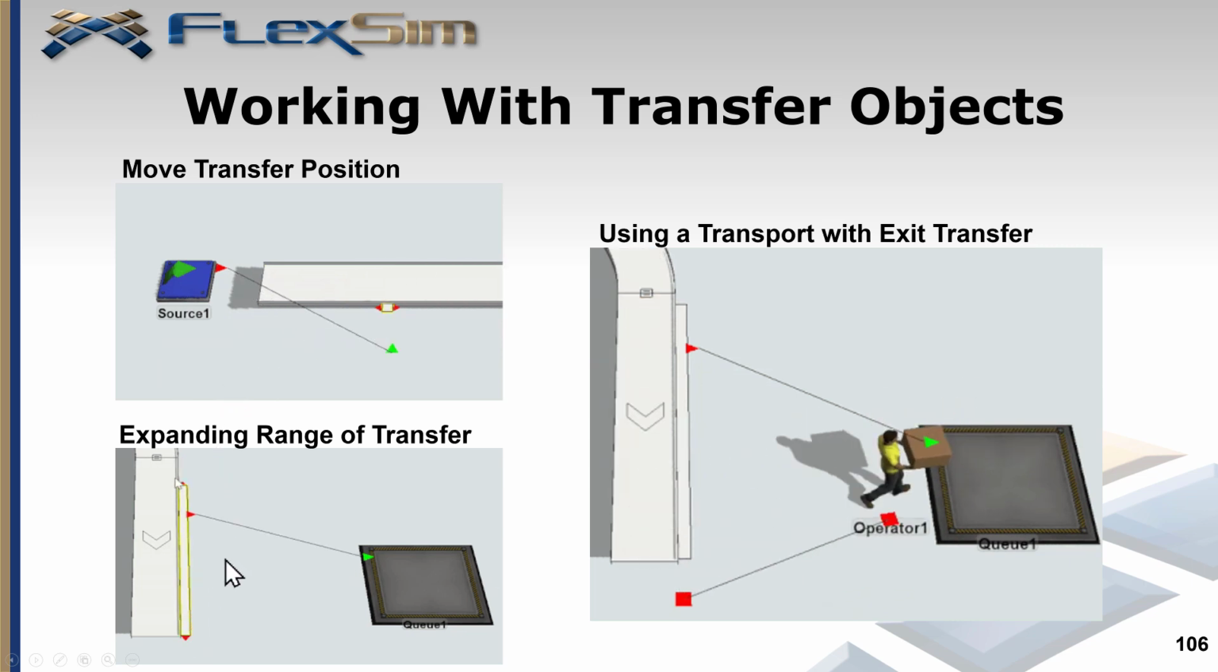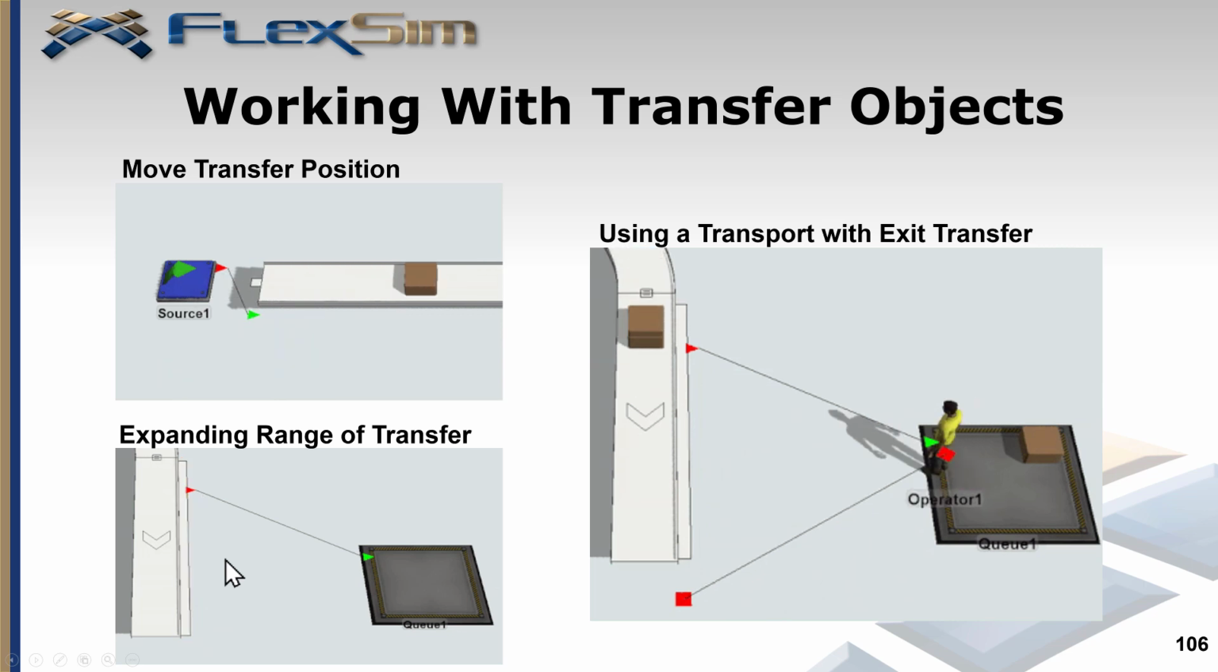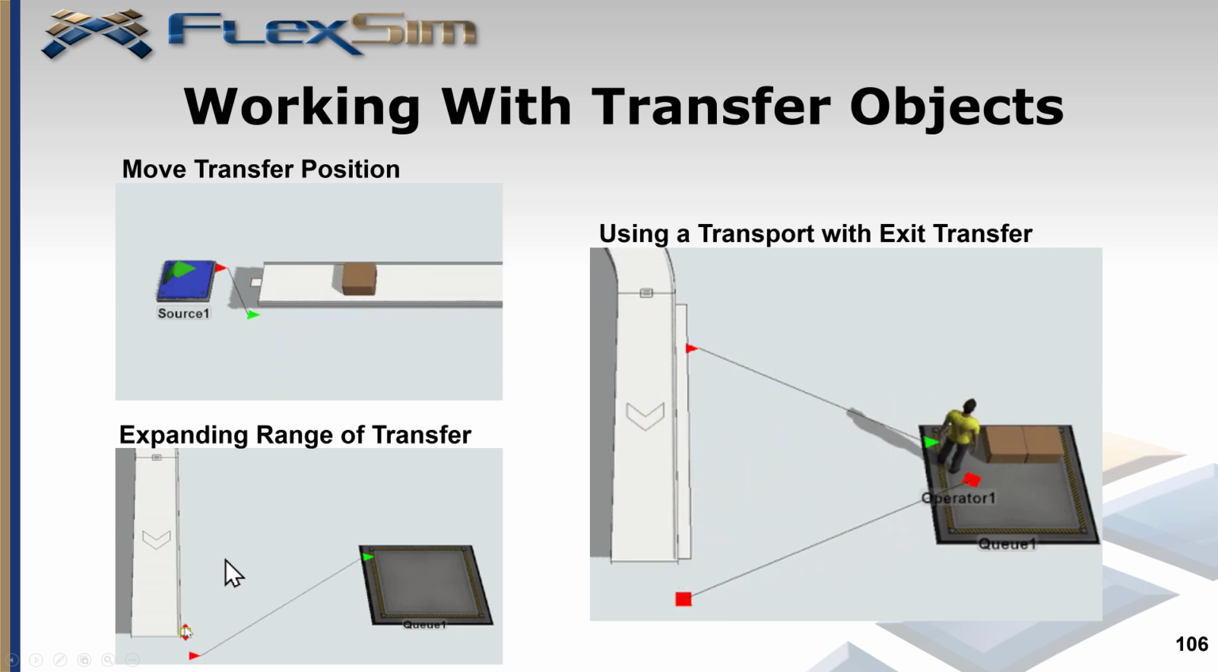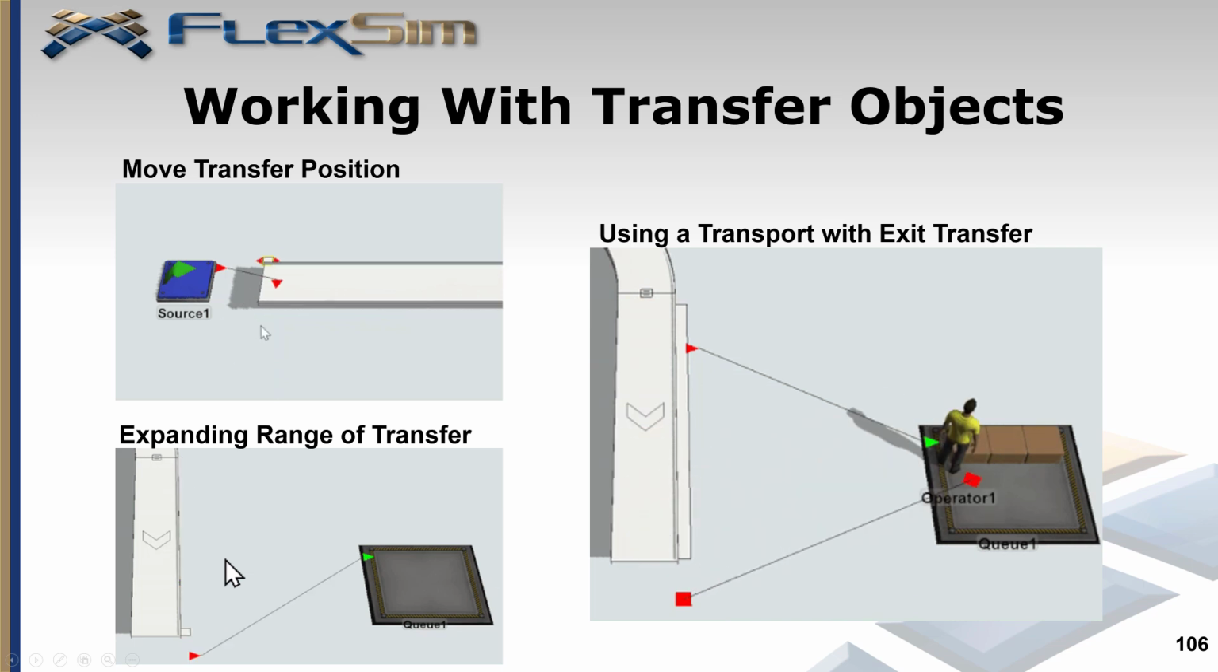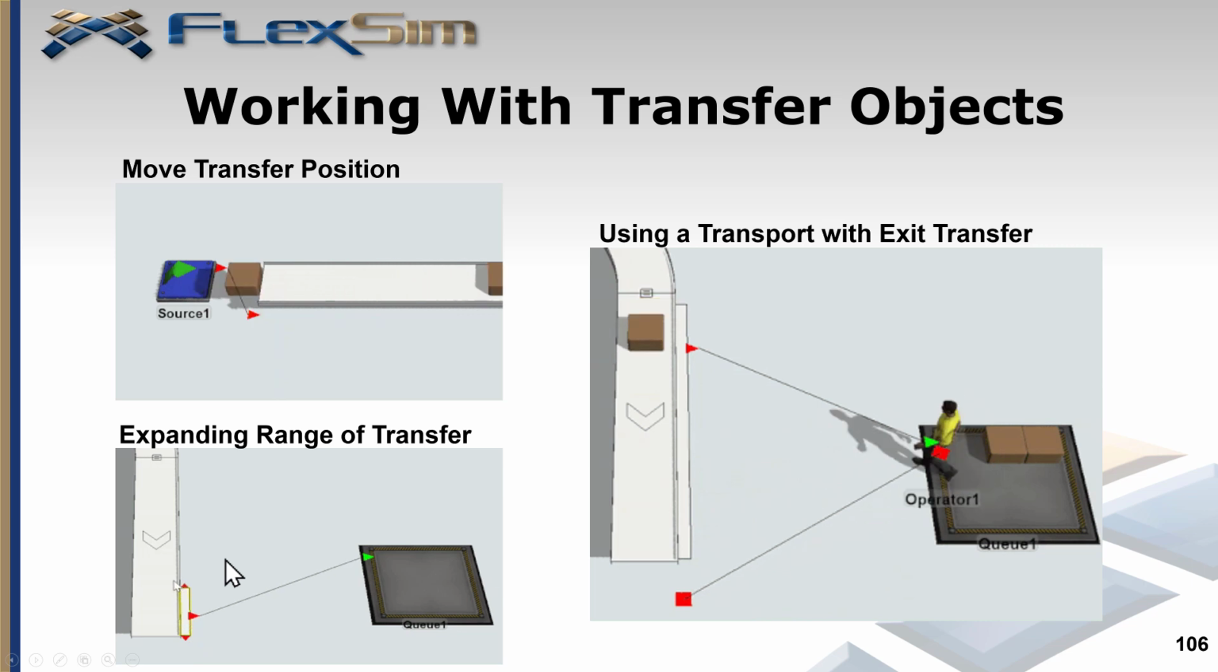This is an exit transfer from a conveyor to a queue. It starts out as a point. If you click on it, you see the expansion arrows. If you drag either one of the expansion arrows, it will increase the size of the transfer range.